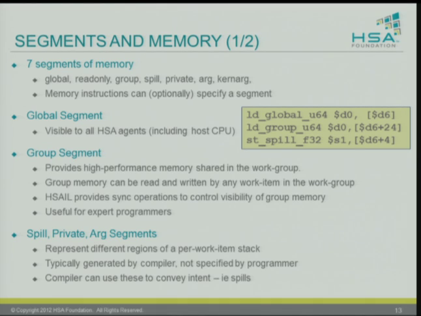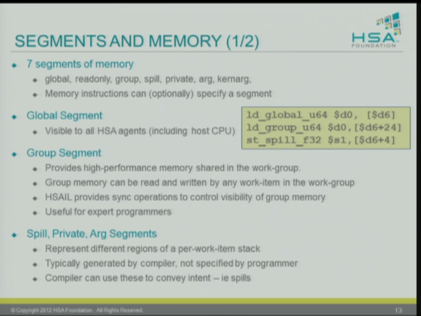The difference with HSAIL is that they're explicit in the intermediate language, and this can sometimes be useful for optimizations done in the finalizer. For example, SPIL is a really good example here, where a clever finalizer may be able to take some of the spills and reallocate those to registers. So the fact that they're not just explicit stack references, but we actually identify the segment, can help to facilitate that optimization.